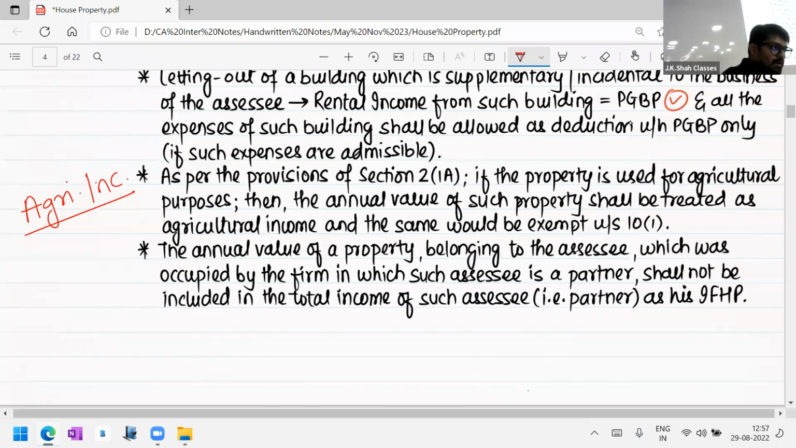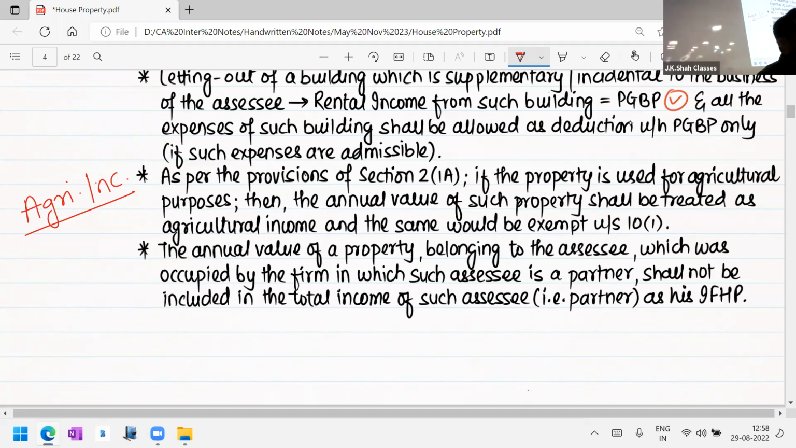Now, what if that property is used by my partnership firm, in the partnership business in which I am a partner? There can be a case where myself and Nidish are both partners. We have to do a business, and for that business a property is required. Nidish has a property of which he is the owner. Nidish says, instead of taking a property on rent from somebody else, let us use my property for our partnership business.